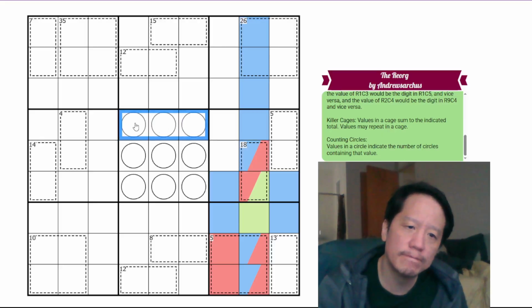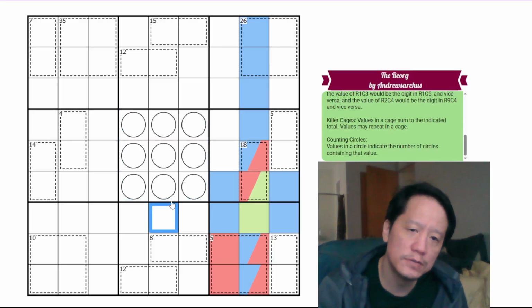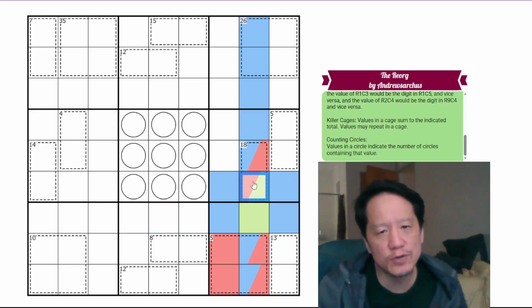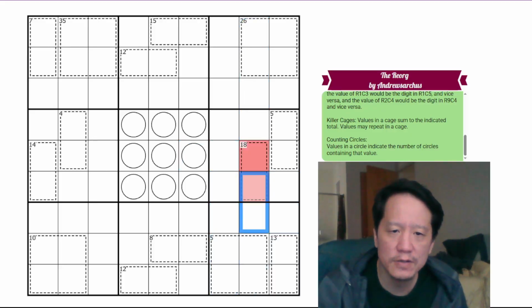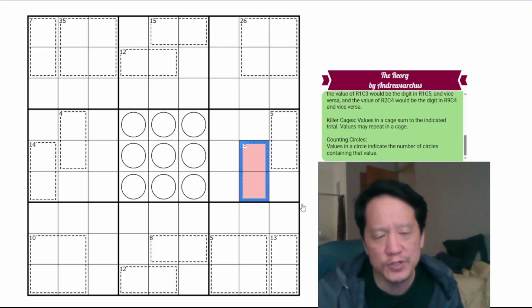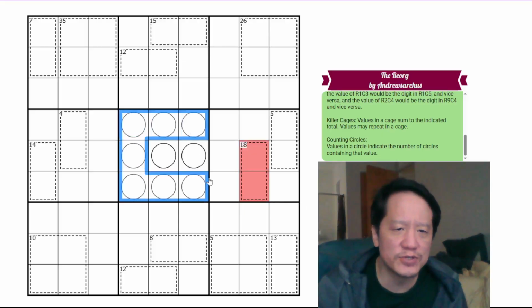Let's see. How does this work? Oh, wait. It doesn't have to be swapping this way. You could swap this way. Ooh, okay, never mind. That's not good. So that's not good for that assumption. Let's figure out the circles. This is confusing. Okay.